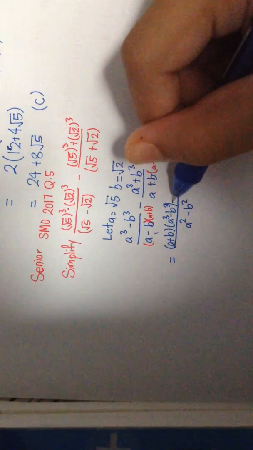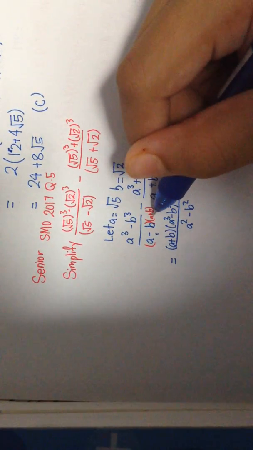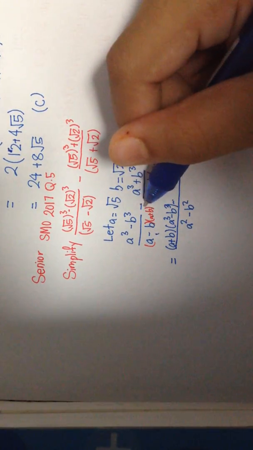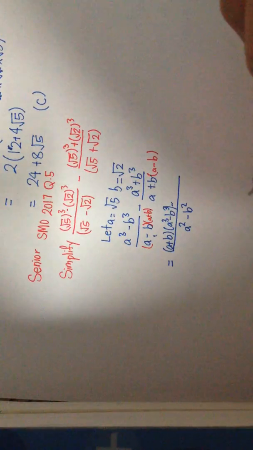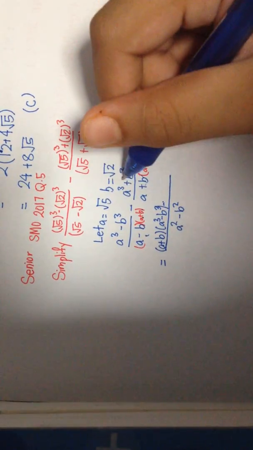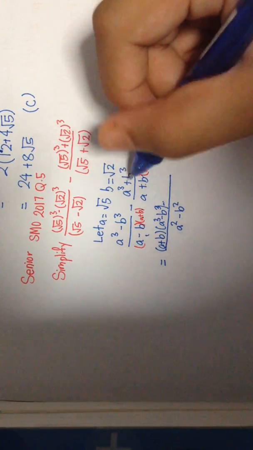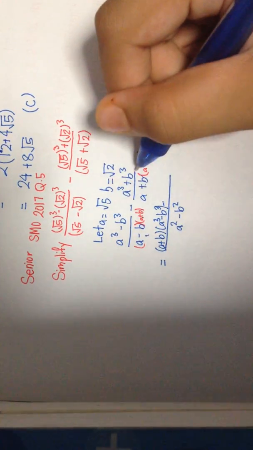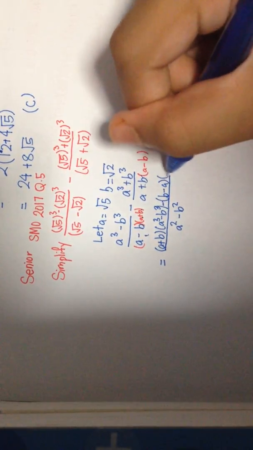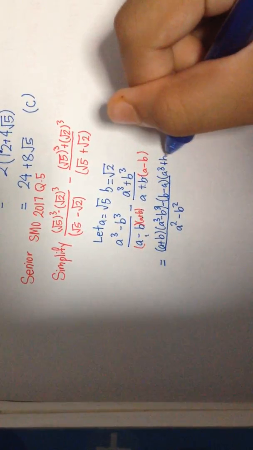Some people easily get confused with this minus. Now this minus actually applies to a plus b. So negative a and negative b. So that I can easily make, a minus b is applied here. So negative negative makes positive. So I can actually make this b minus a times a cubed plus b cubed.